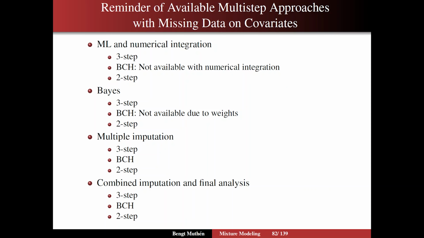All right. That's where we find the results. So now a reminder here on slide 82 about which approaches we have available with missing data on covariates. We have ML and numerical integration. We have Bayes. We have multiple imputation. And we have the combined imputation and final analysis possibility, which is available for all 3 methods, just like multiple imputation is.